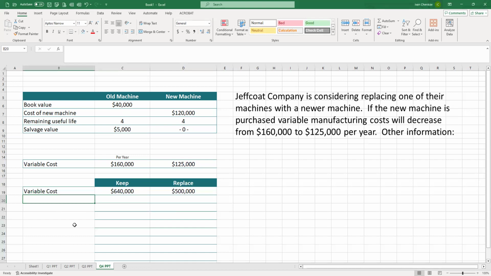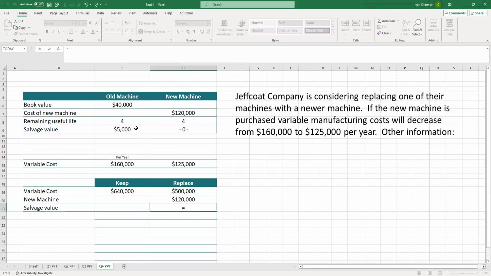How much will my new machine be? My new machine is going to cost me 120,000. Correct? Yes. What can I get? I can get the salvage value of the old machine. If I sell the old machine, I can get it as a salvage value. How much am I going to get? 5,000. Make sense? Yes.